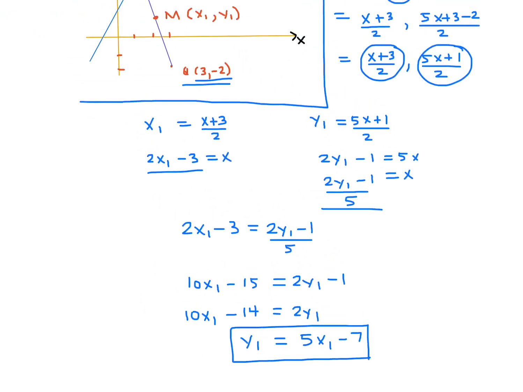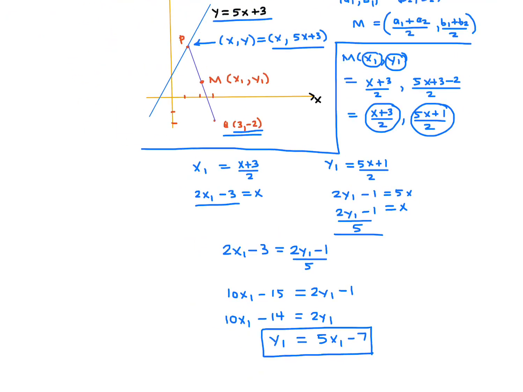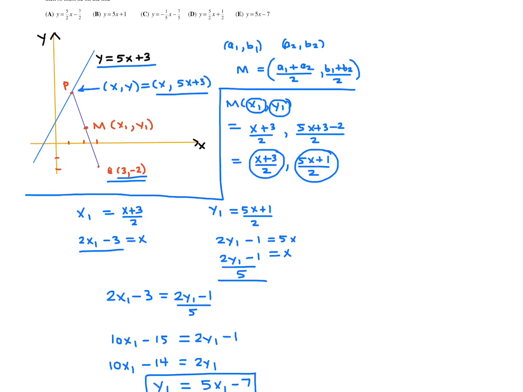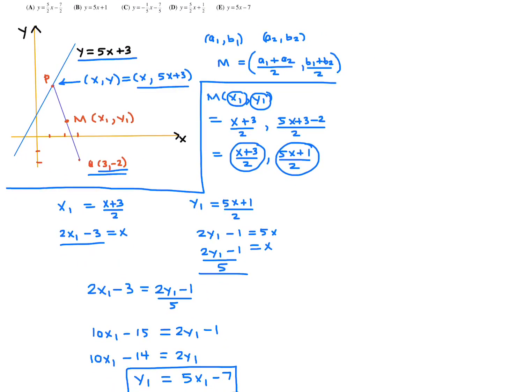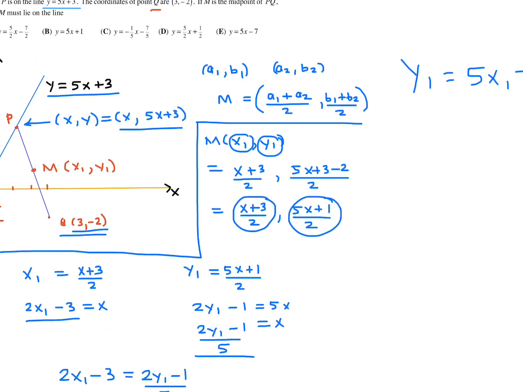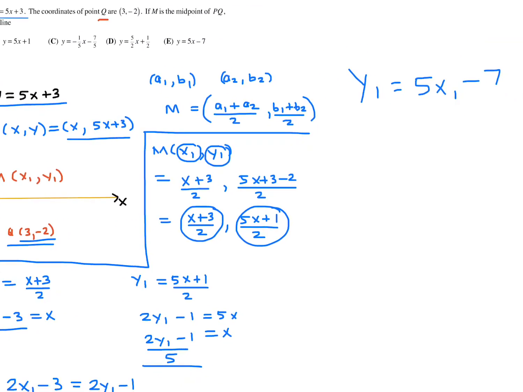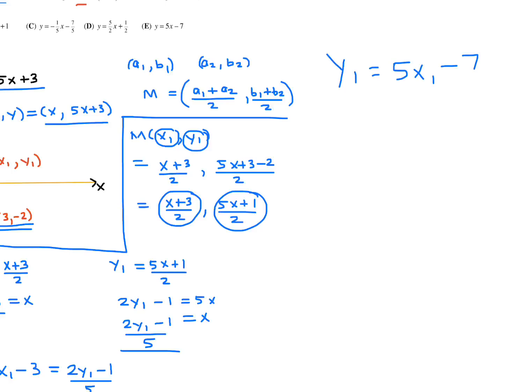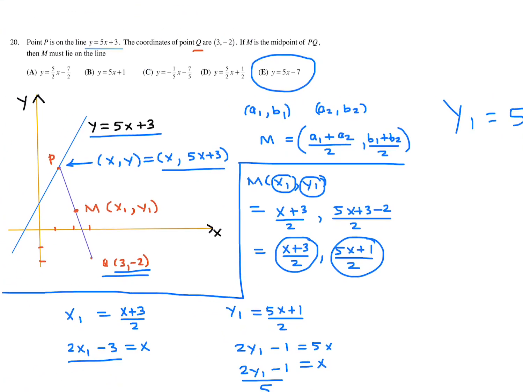5x1 minus 7. Let's see if any of these match. I'll write it up here. y1 is equal to 5x1 minus 7. And yeah, choice E matches that right there. So number 20, the answer is E.